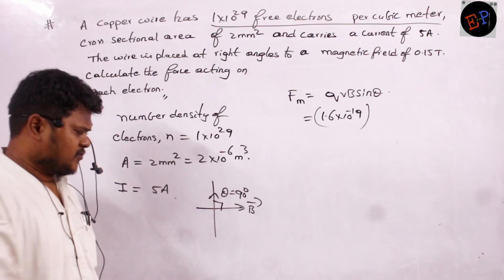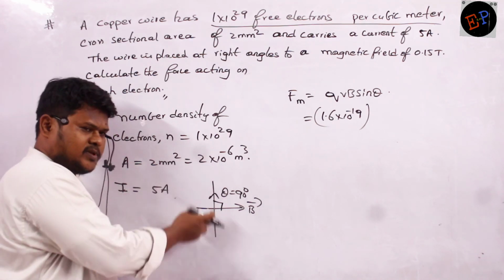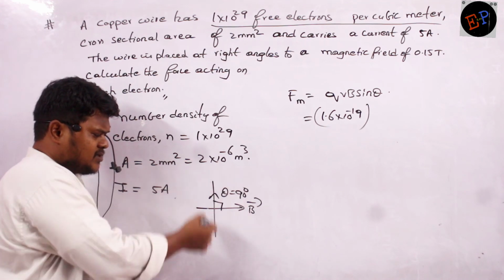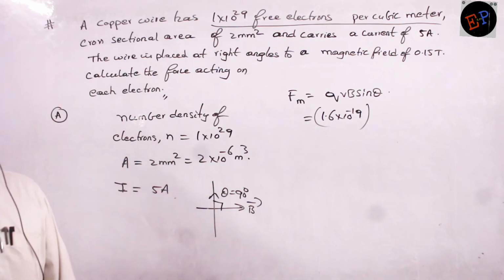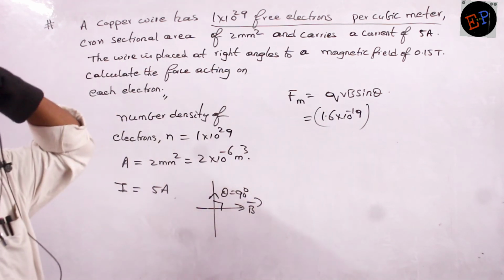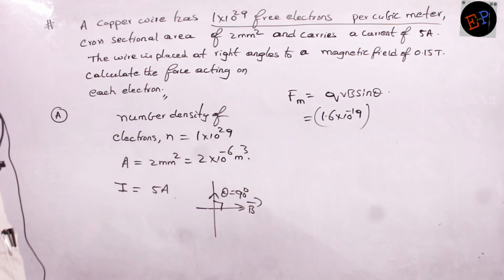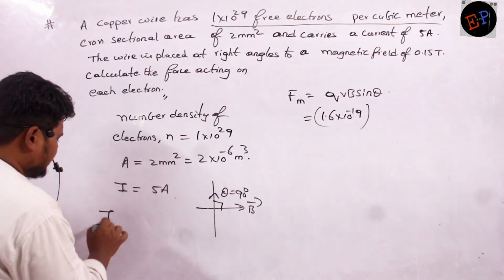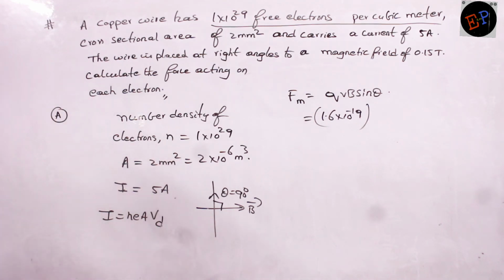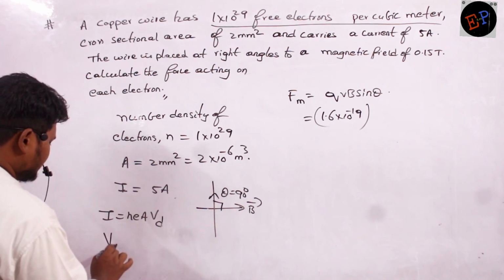He is asking the force acting on each electron only. In this wire electrons are flowing; current flowing means electrons are flowing. What is the velocity of each electron? How can I calculate it? We have this relation, I is equal to NEAVD, which we studied in current electricity. So from this I can calculate the drift velocity of electrons.